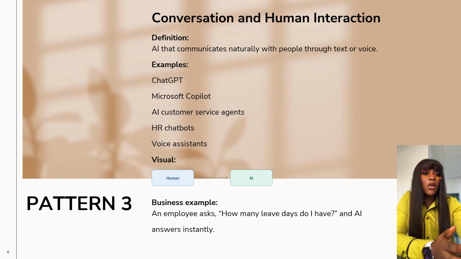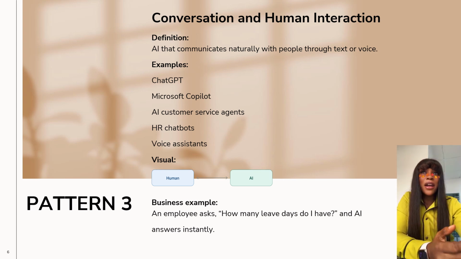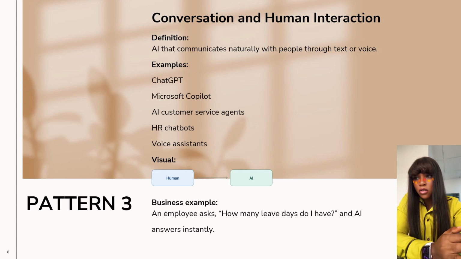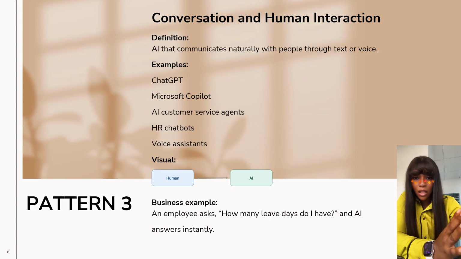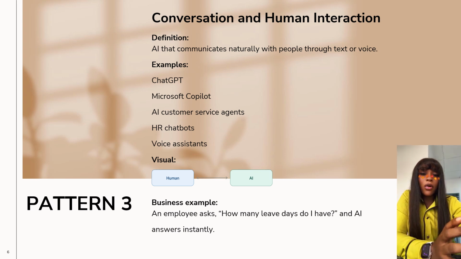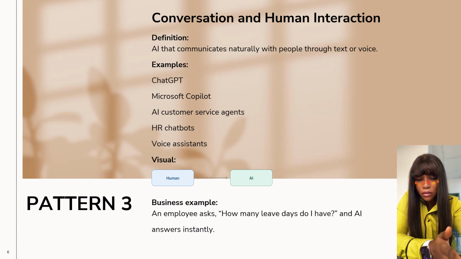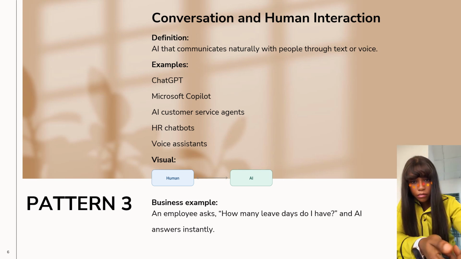Conversation AI communicates naturally with human beings. Examples are ChatGPT that we all know, Microsoft Copilot, customer support bots, HR assistants, and voice assistants like the regular Siri and Alexa. Imagine an employee asking, how many annual leave days do I have left? Instead of contacting HR, the AI answers immediately. So conversation AI improves communication while reducing repetitive work.